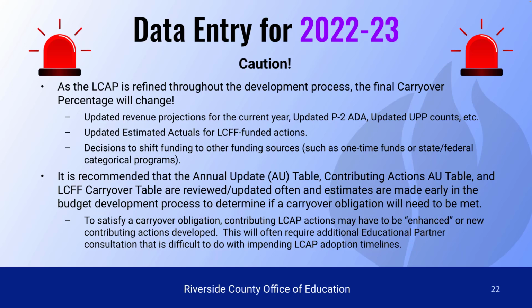And often decisions are made to shift funding to other funding sources, such as one-time funds or state or federal categorical programs. It is recommended that the annual update table, contributing actions annual update table, and LCFF carryover table are reviewed and updated often, and estimates are made early in the budget development process to determine if a carryover obligation will need to be met.